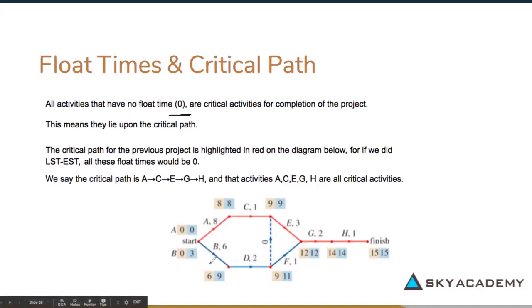If you are in an exam and you have been asked to find the critical path, you would calculate the LST and EST for each edge, each activity, and then you would minus the LST and the EST to find the float times, and any float times that equal 0, you would highlight that edge. That way the markers can clearly see what the critical path is and what activities lie on that critical path. So in this example, A, C, E, G, and H are all critical activities.